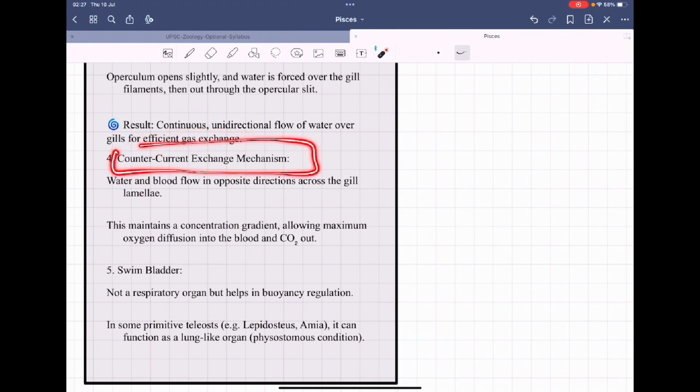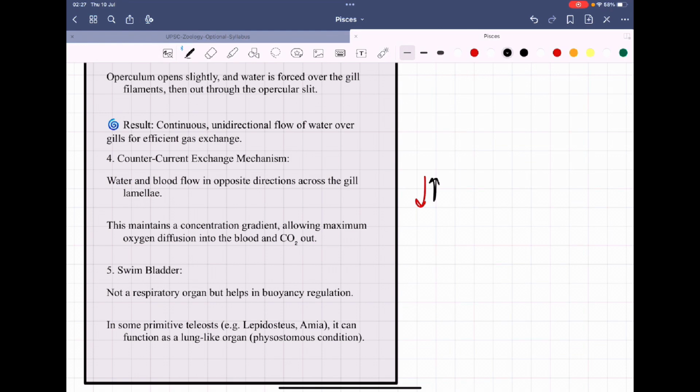There is also a counter current exchange mechanism. The water and blood flow in opposite directions across the gill lamellae. It will create a concentration gradient. It will allow maximum oxygen diffusion into the blood and carbon dioxide removal from the blood.